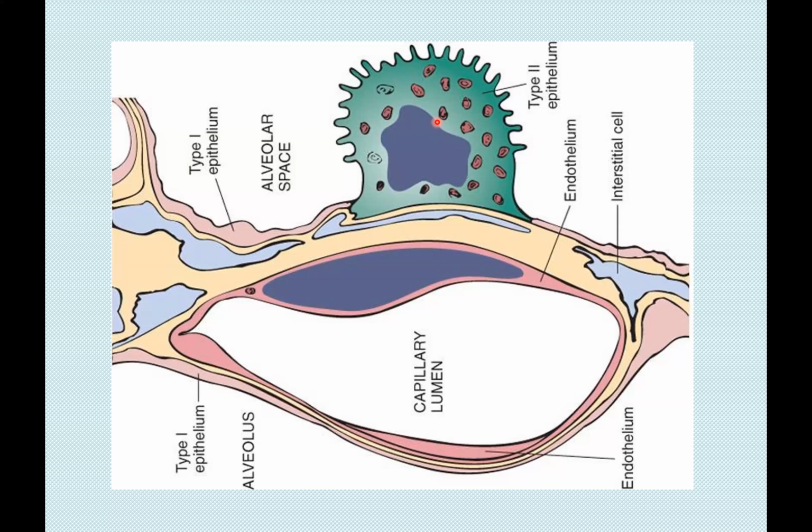After the type 2 pneumocytic cell has produced the surfactants, I want to know where they are stored. Okay, the surfactant is stored all across the alveoli.